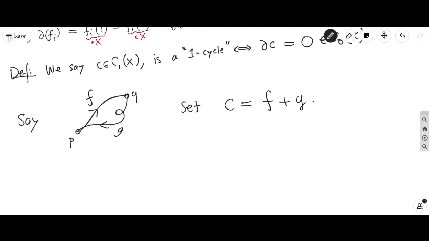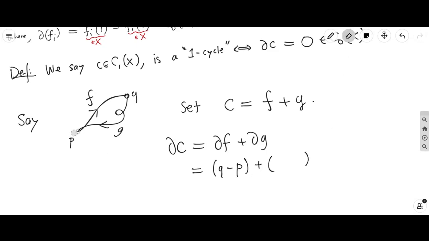And so let's just see what the boundary is. So the boundary of C would be equal to the boundary of F plus the boundary of G. So you calculate the boundary linearly by distributing the boundary operator on each term in the chain. And now the boundary of F, that's where you end minus where you begin. So that would be Q minus P. And then plus the boundary of G, which is where you finish, P, minus where you begin, Q. So this would be P minus Q.